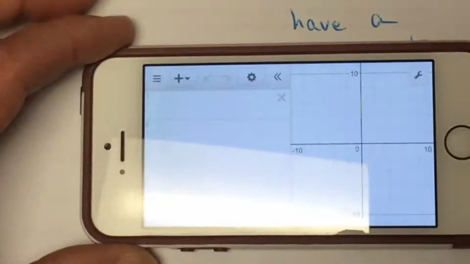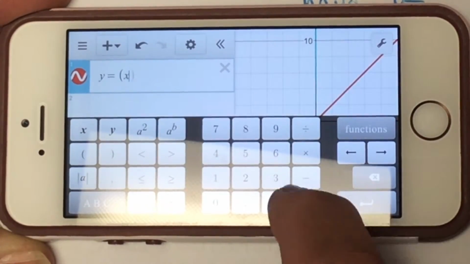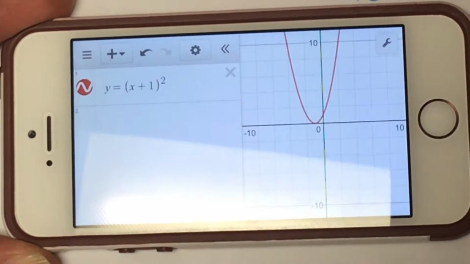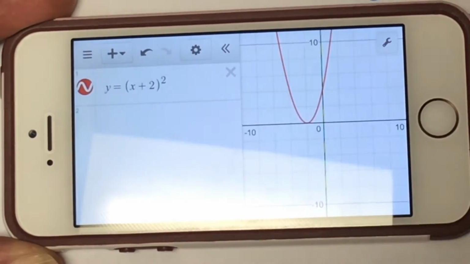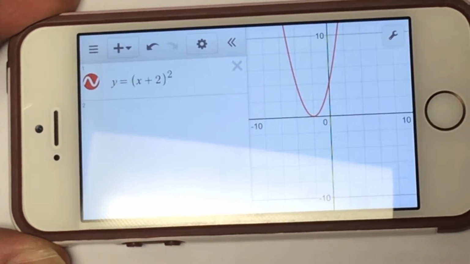What I asked you to do for homework was to actually go on Desmos and plot a couple of things and see what it looked like. So for example, I asked you to plot x plus 1 squared. And that's what it looked like. And then I asked you to plot x plus 2 squared. What did you find when you plotted x plus 2 squared? Did it go higher? No.